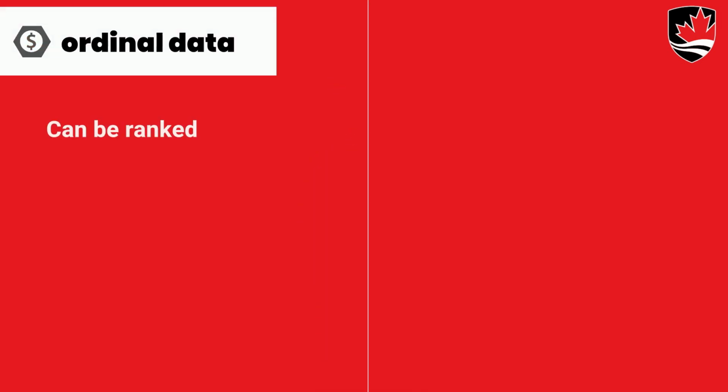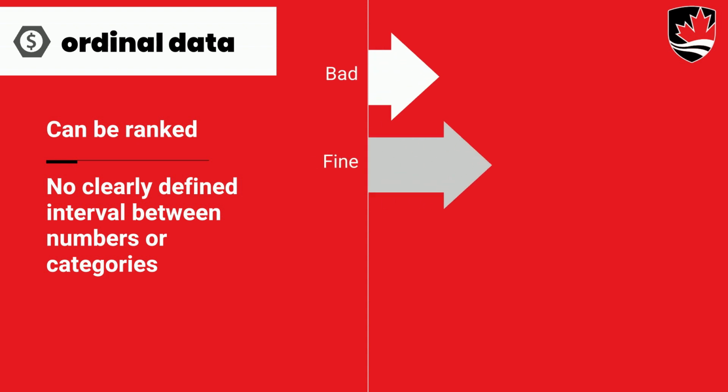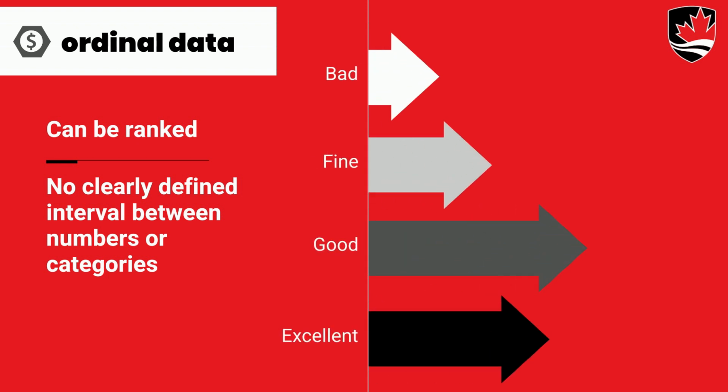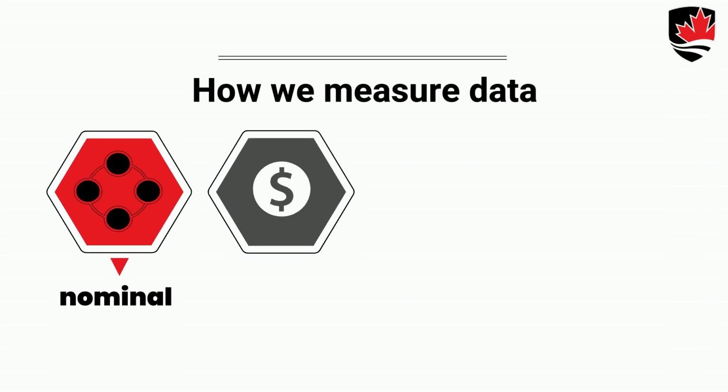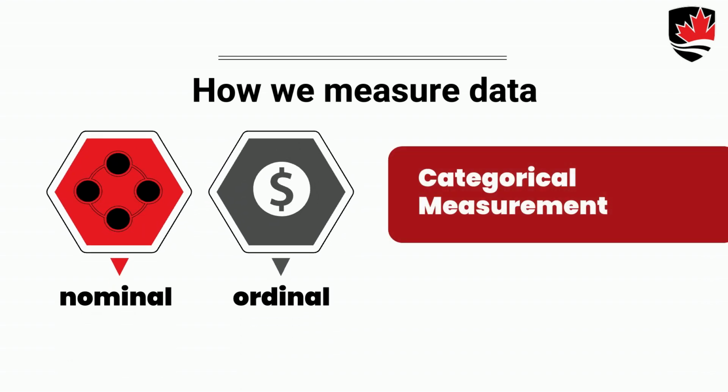The next level is ordinal. Here, data can be ranked, but the numbers don't have a clear numerical meaning. For instance, when you rate your satisfaction from 1 to 5, the numbers show a rank but not a precise value. We use specific methods to analyze ordinal data. Nominal and ordinal levels are part of categorical measurement.